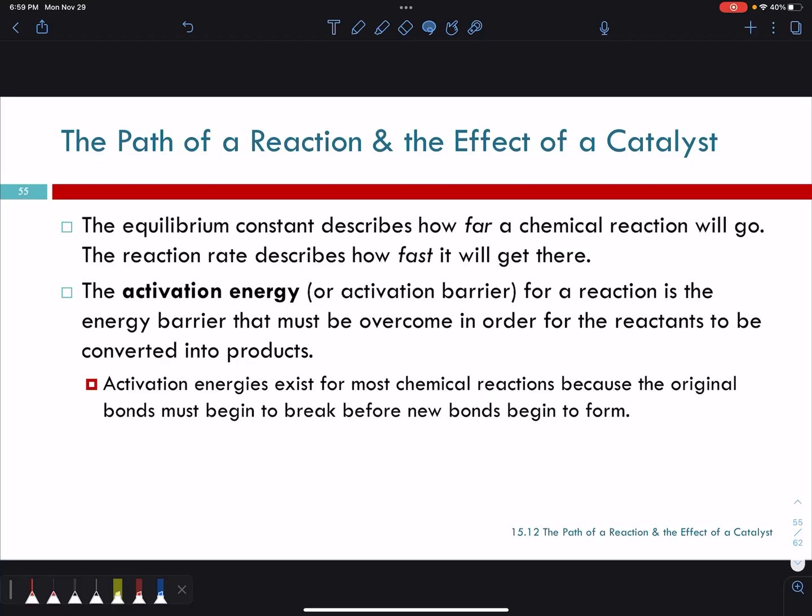So the activation energy, or activation barrier, is the energy barrier that must be overcome in order for the reactants to be converted into products. So activation energies exist for most chemical reactions because the original bonds must start to break before you can form new bonds. So you have to have energy to start things off by breaking bonds.